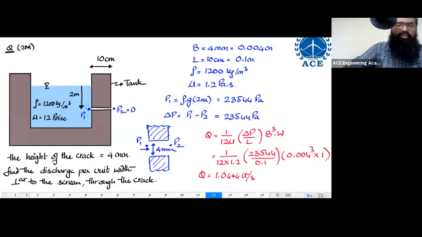See, this is the application of laminar flow between two fixed parallel flat plates. So it is approximately 1 liter per second you're getting. Okay. Chaliye, with this we complete the concept of laminar flow between two fixed parallel flat plates. Let us now move further to the next topic. You can take a snapshot if you want quickly.